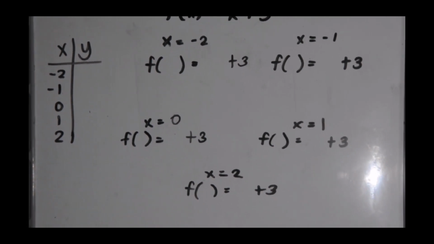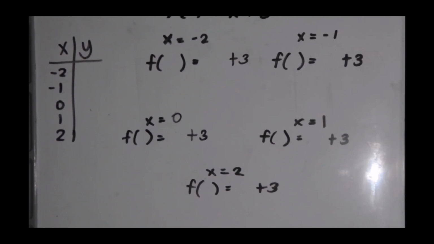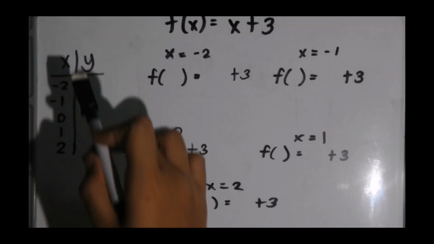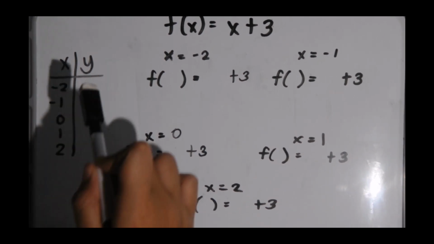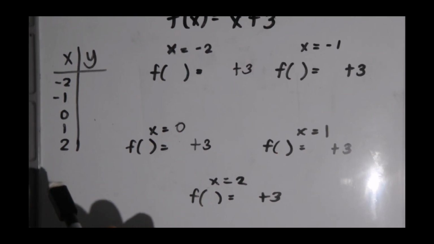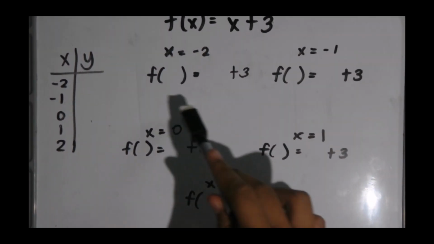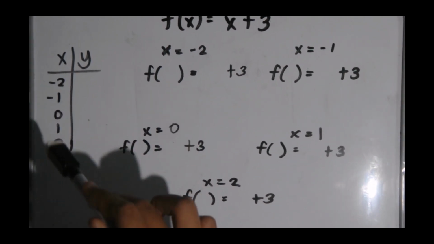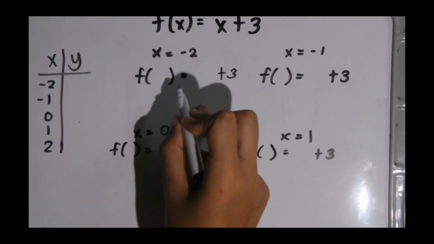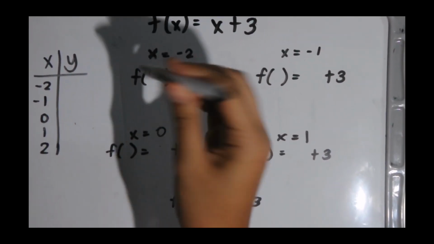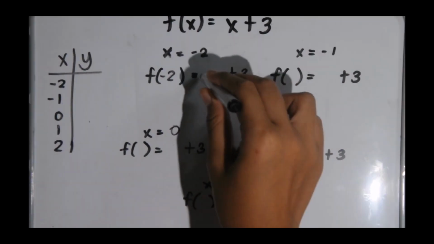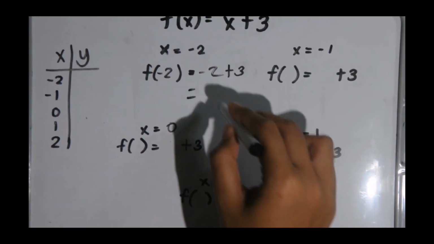So here we have the example f of x is equal to x plus 3. Now let us determine whether it is a function or not by using the tabular form. Here I have put the input x as negative 2, negative 1, 0, positive 1, and positive 2. We are going to input these x choices one by one. For x equal to negative 2, negative 2 plus 3 gives us positive 1.